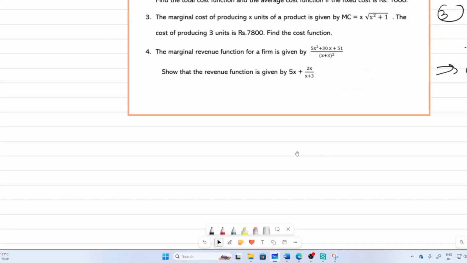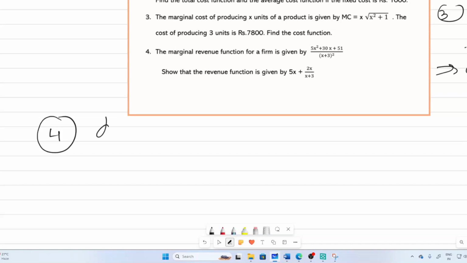Let us complete this kind of sums by solving number 4. Don't be confused by seeing such a big sum. It is not a big sum at all. They have asked you to find marginal revenue. Given that, you find the revenue function. How to proceed?